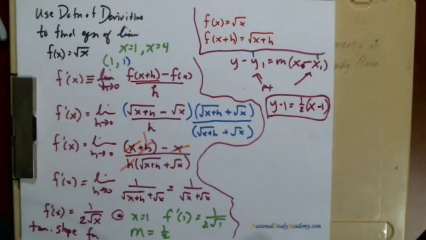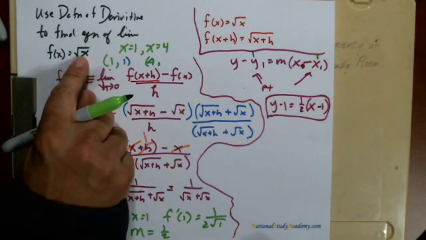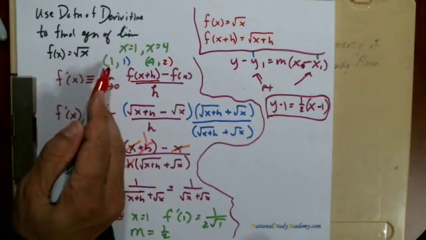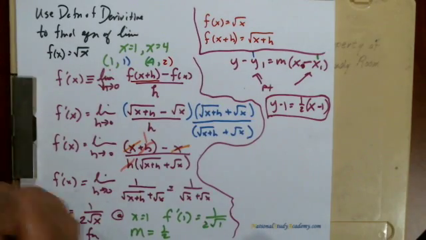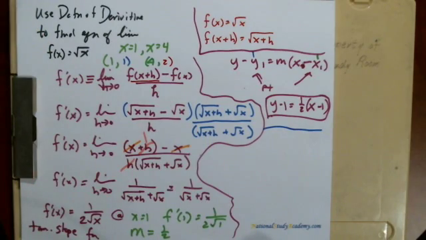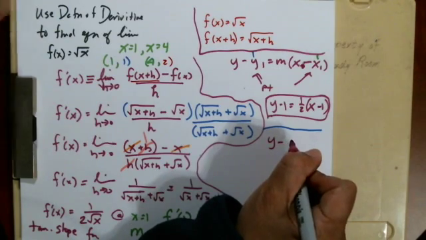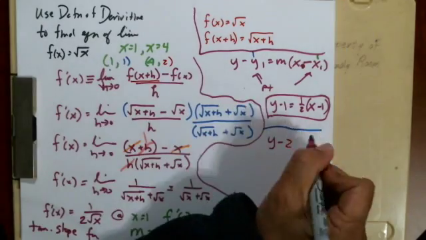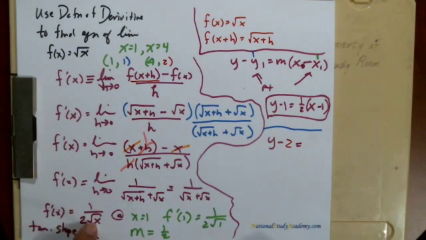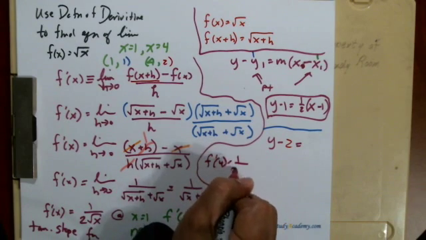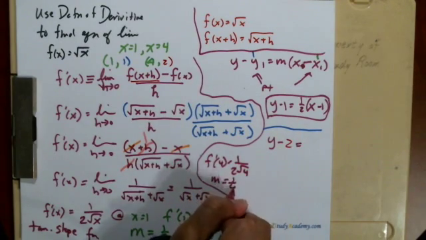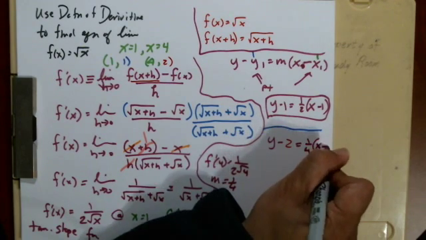Let's try x equals 4 now. When x equals 4, we plug in 4 in here. What's the square root of 4? It's going to be 2, right? At 4 comma 2, so you put the same thing in here. You end up with y minus 2 is equal to m, which is the slope. I have to plug in the slope in here. So f prime of 4 is equal to 1 over 2 root 4. Root 4 is 2. 2 times 2 is 4, so it's going to be 1/4 times x minus 4.